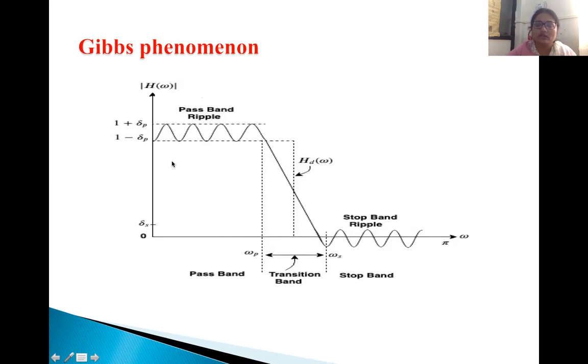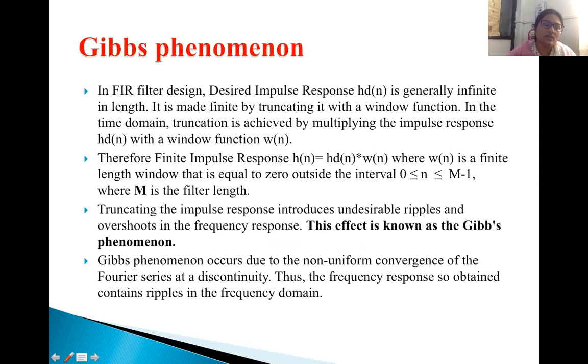And this is the entire frequency domain, H of omega, the transfer function in the frequency domain. This oscillation represents the passband ripple, and this oscillation represents the stop band ripple. The change from passband to stop band takes time, and this is called the transition band. So here is the Gibbs phenomenon. Why is it appearing? Because of abrupt change in the signal in the time domain. Okay, we will see what exactly the Gibbs phenomenon is.